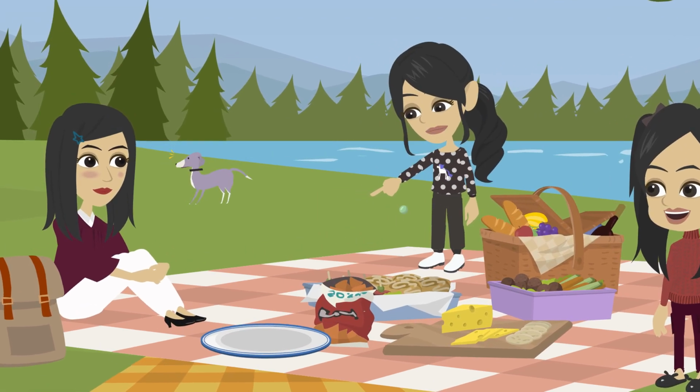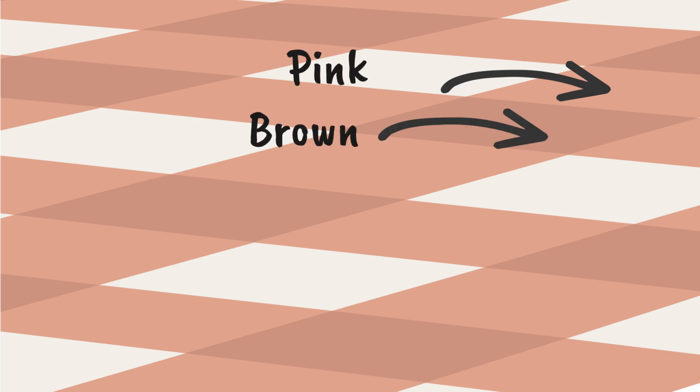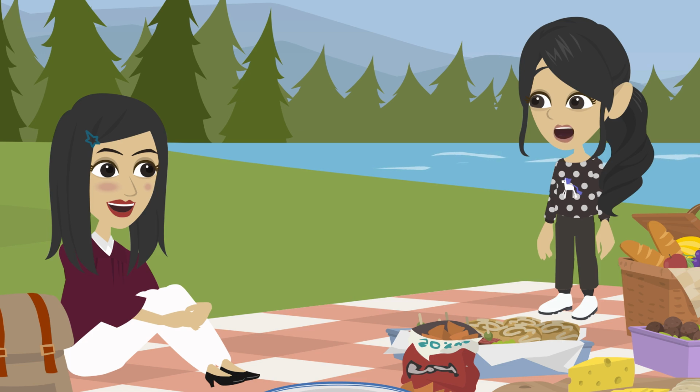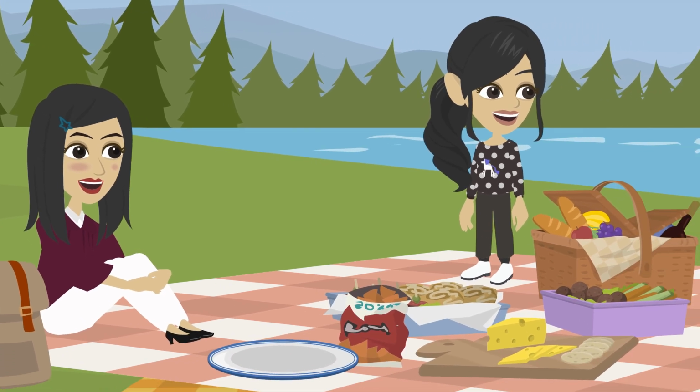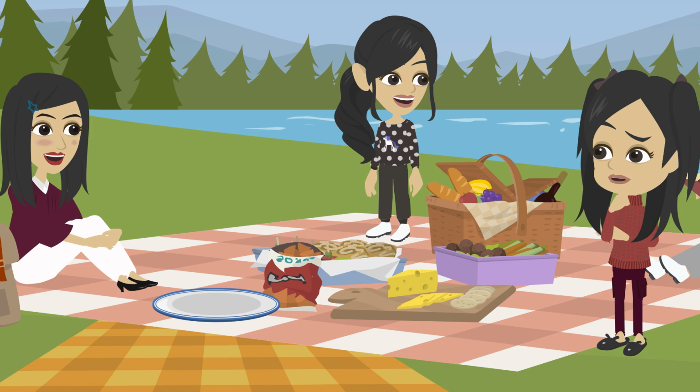Mama, look at these squares. They're pink, brown, and white. It looks so neat and colorful. It's like the colors are taking turns in a line. How did they do that?